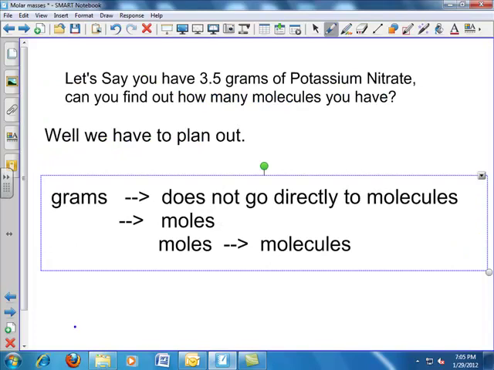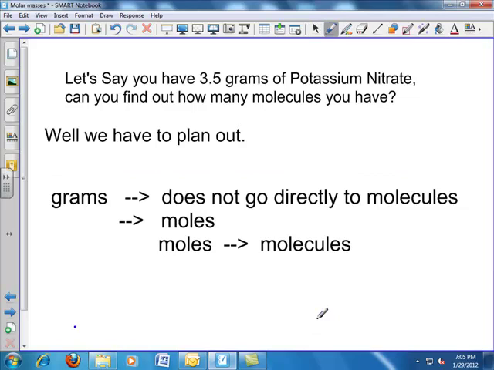Okay, so now, let's say you have a new issue. Let's say you have 3.5 grams of potassium nitrate, and in those 3.5 grams of potassium nitrate, you want to find out how many molecules you have. And there you go right away. Potassium nitrate is a formula unit, and I'm going to use the word molecules.